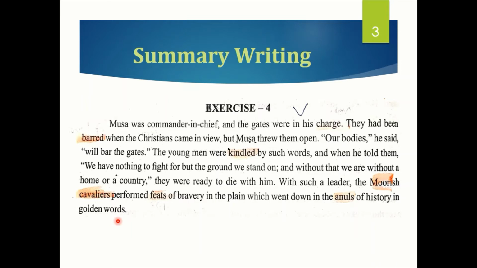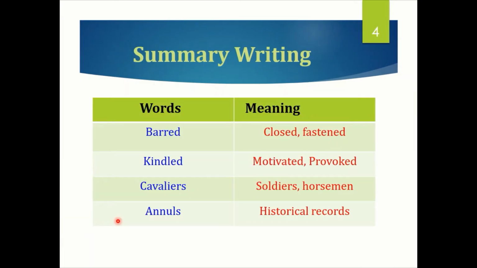So let's see what are its important words and meanings, as you are also asked to do it in your comprehension passage. You know that there are about 4 words and meanings that you have to write in your paper in your question of comprehension, and this carries 2 marks. So barred means closed or fastened. Kindled means motivated or provoked or inspired. Cavaliers means soldiers, horsemen, and annals means historical records.